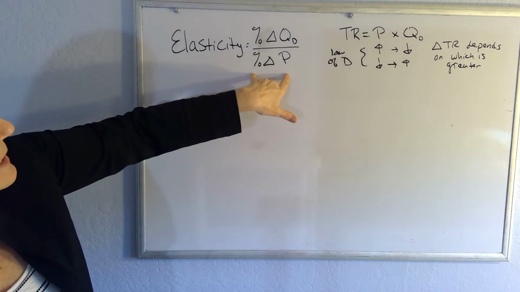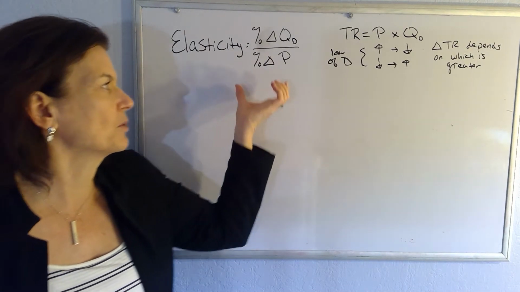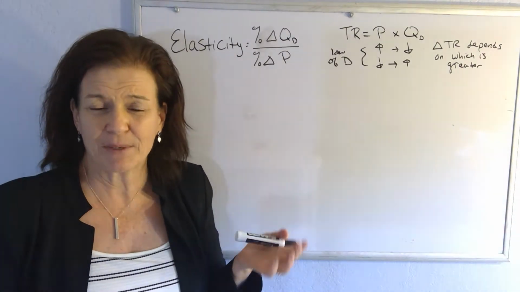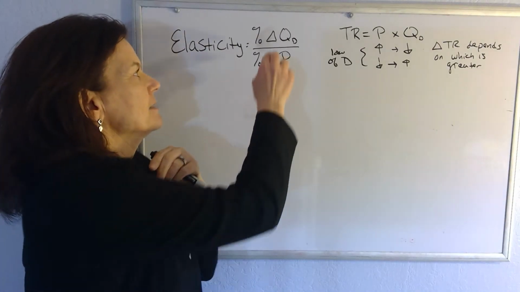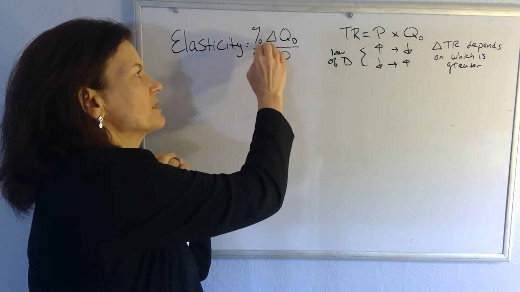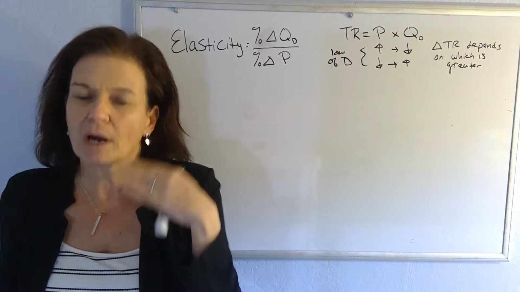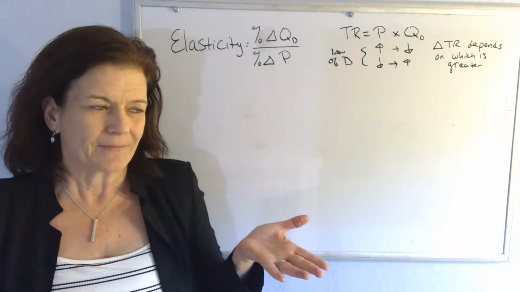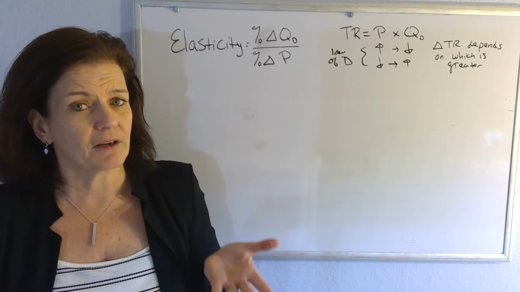So this is the formal equation for what elasticity is, how we calculate elasticity. Remember that triangle means change. So it's the percentage change in quantity relative to a percentage change in price. And we use percentages because that gives us a lot better picture of responsiveness.